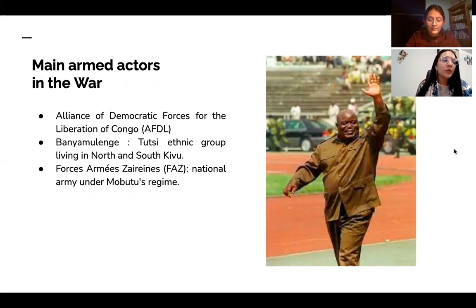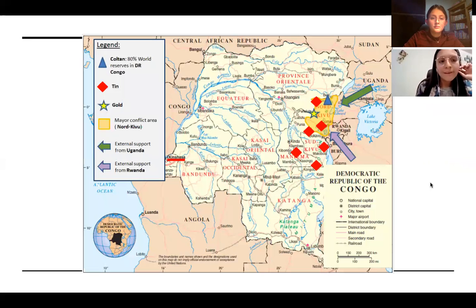Also, we have to remember which were the main actors during the First War. These were the Alliance of Democratic Forces for the Liberation of Congo, then the Banyamulenge, which were the Tutsi ethnic group, and finally, but not least, the Forces Armées Zairoises, which were the National Army under Mobutu's regime.